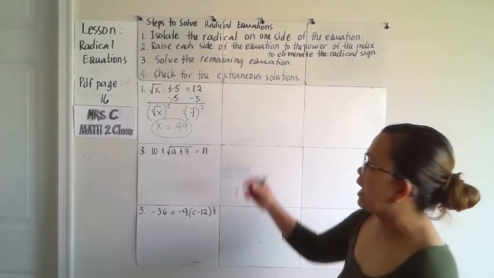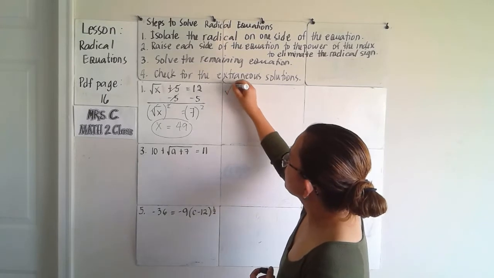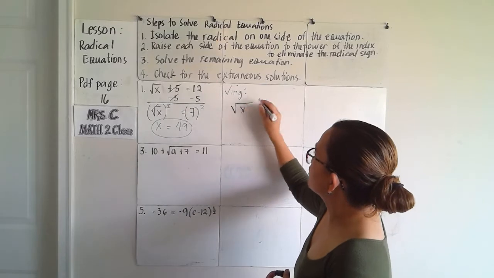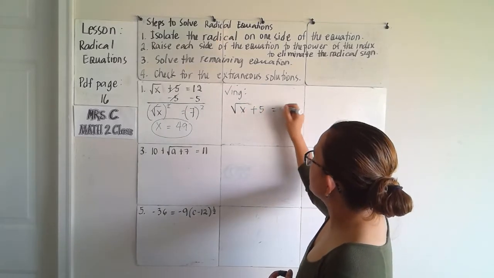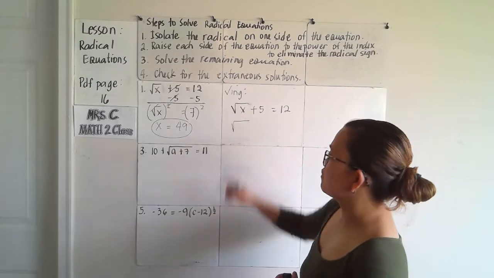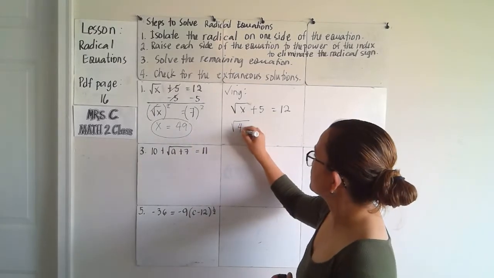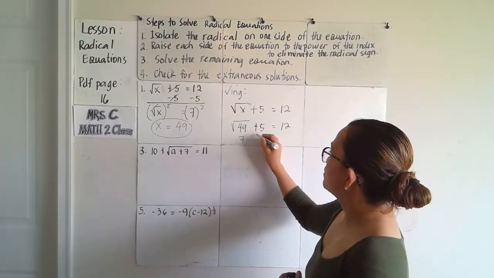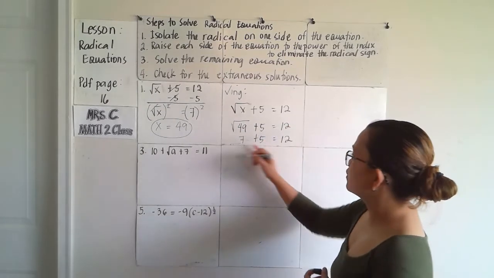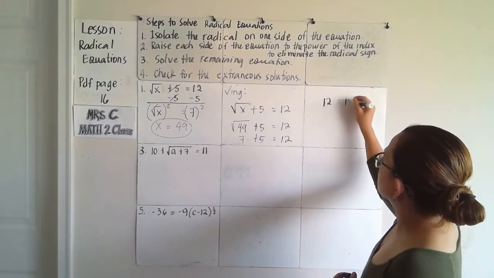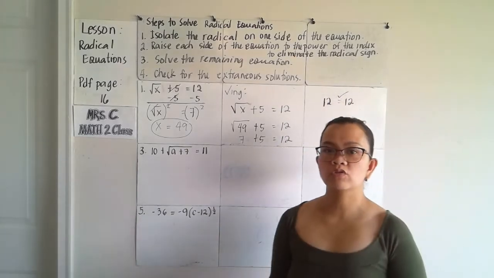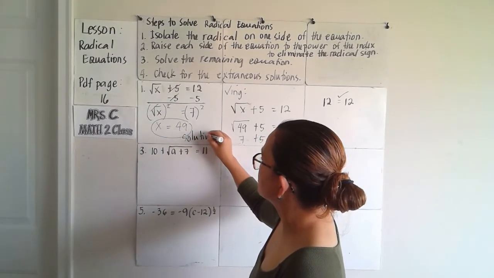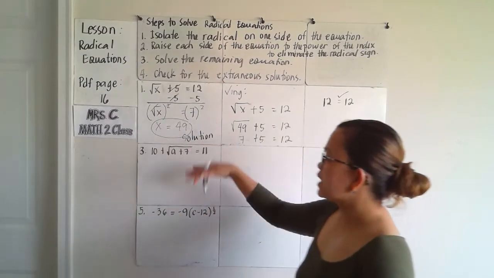But we don't know yet if 49 is really a solution or an extraneous solution, so we need to plug it back in. Checking: copy the original equation, square root of x plus 5 is equal to 12. Plug in x equal to 49 plus 5 is equal to 12. This becomes 7 plus 5 is equal to 12, where 12 is equal to 12. If they are equal to each other, it means it is a solution. So 49 is one of the solutions. Got it? Let's make it harder.